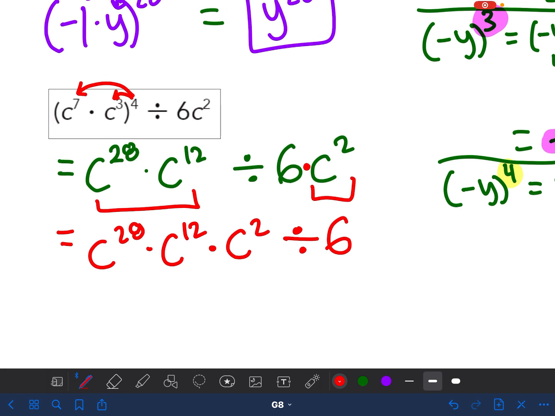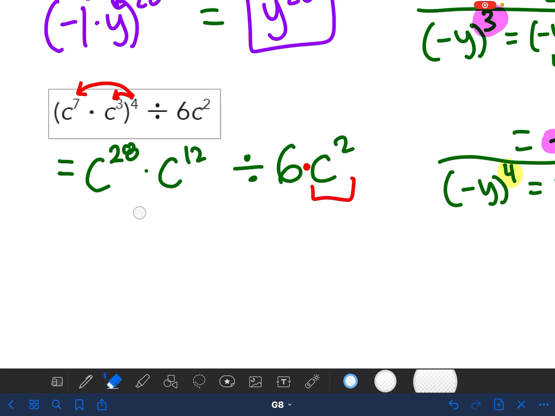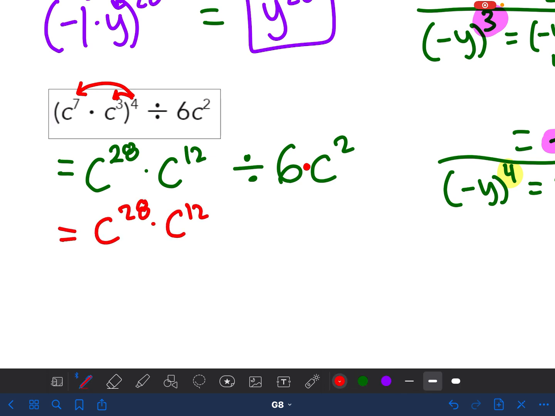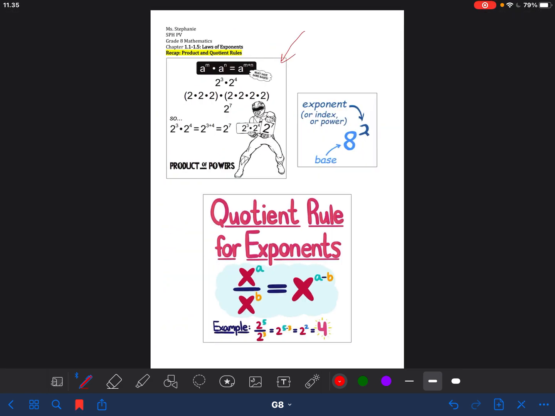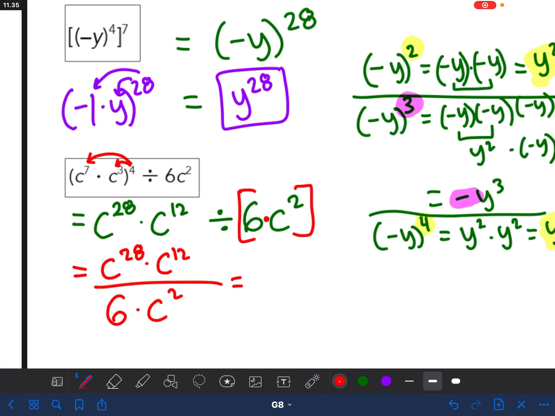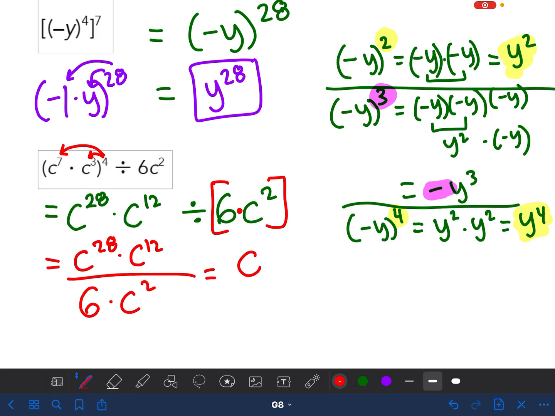Or you can also do this. c to the power of 28 times c to the power of 12. Sorry, this was supposed to be 6 times c squared, like that. So we're going to use the first one here, product of powers, and then we're going to do the quotient rule for exponents. Product of powers says if you have the same base, keep the base, add the powers, and then we're going to isolate the 6 there and c squared here.